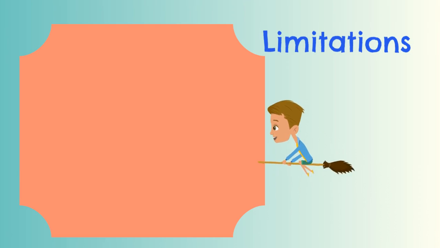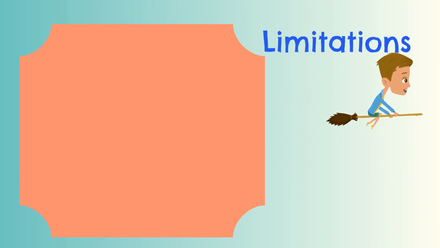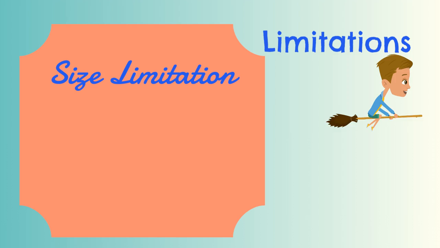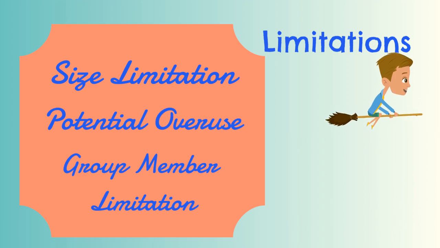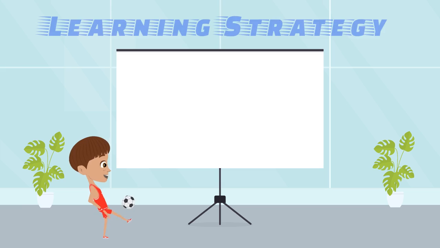Limitations of cooperative learning. Even though cooperative groups can benefit learning, you will need to be aware of the following limitations. Size limitation. Groups need to be kept small, 3 to 5 students, to ensure equal participation. Potential overuse. If the strategy is overused, it can lose its effectiveness. Choose cooperative learning when students' learning will be enhanced from discussion and sharing ideas. Group member limitation. Grouping members of the same ability level does not enhance learning opportunities for all students. Form groups carefully to ensure that multiple levels of ability are represented.